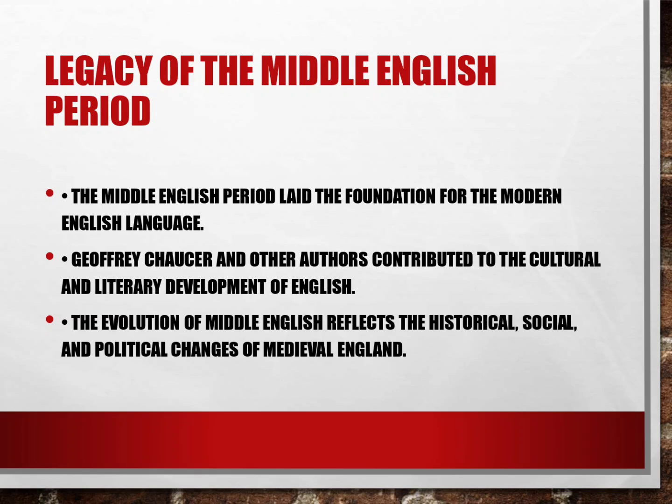Middle English literature from Chaucer to the anonymous authors of romance and religious works reflects a society that was in transition from feudalism to early nationalism, from a rigid social hierarchy to a more fluid, diverse culture. And understanding the Middle English period and its literature allows us to trace the roots of modern English and appreciate the richness of England's medieval past. So this is all about the Middle English period.